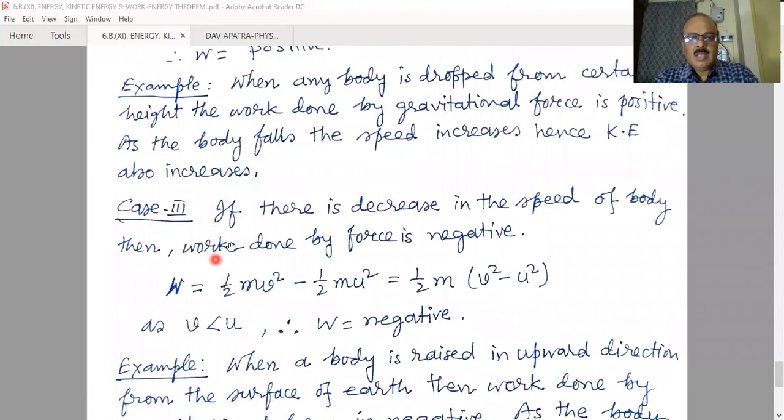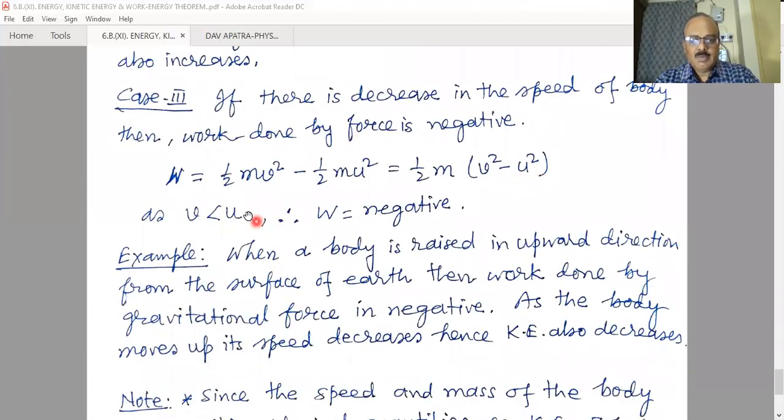Case number three: if there is a decrease in the speed of the body, then work done by the force is negative. Here, obviously, if the final kinetic energy is less than the initial kinetic energy, then the difference is negative. I am saying again, kinetic energy is always positive, but the difference of kinetic energy may be positive, negative, or zero. And when the change in kinetic energy is negative, the work done is also negative.